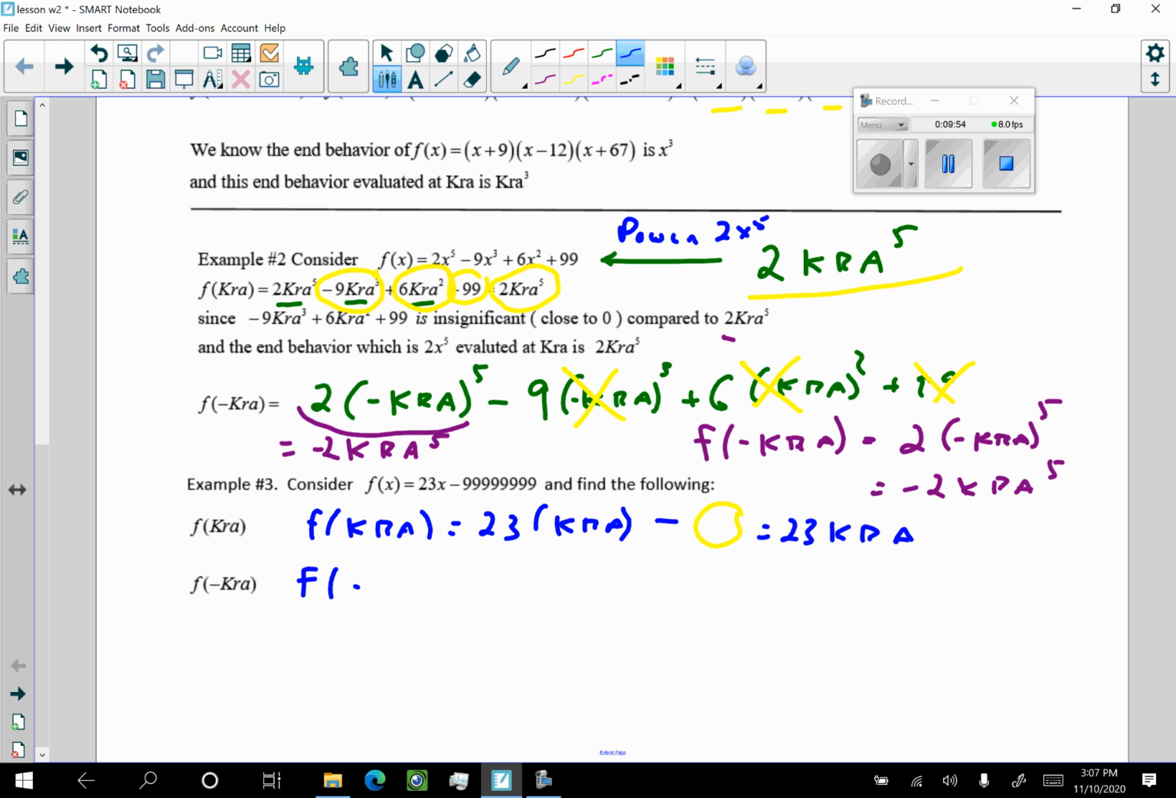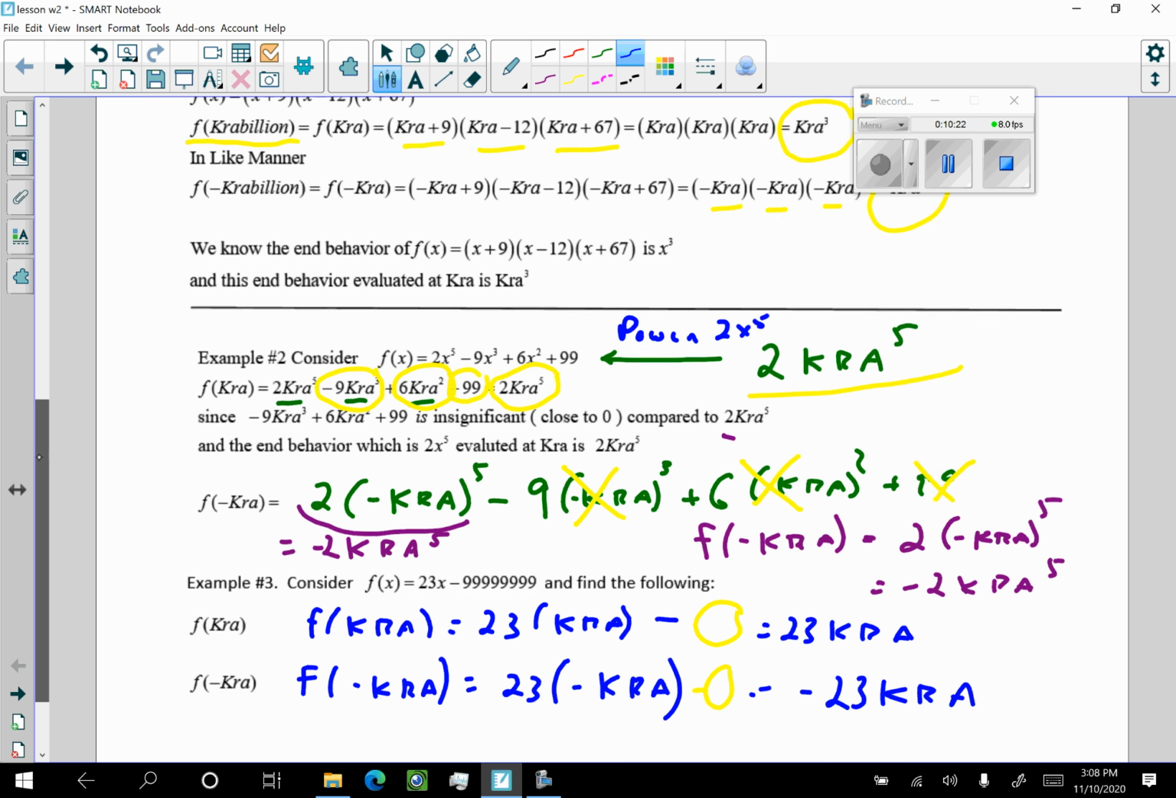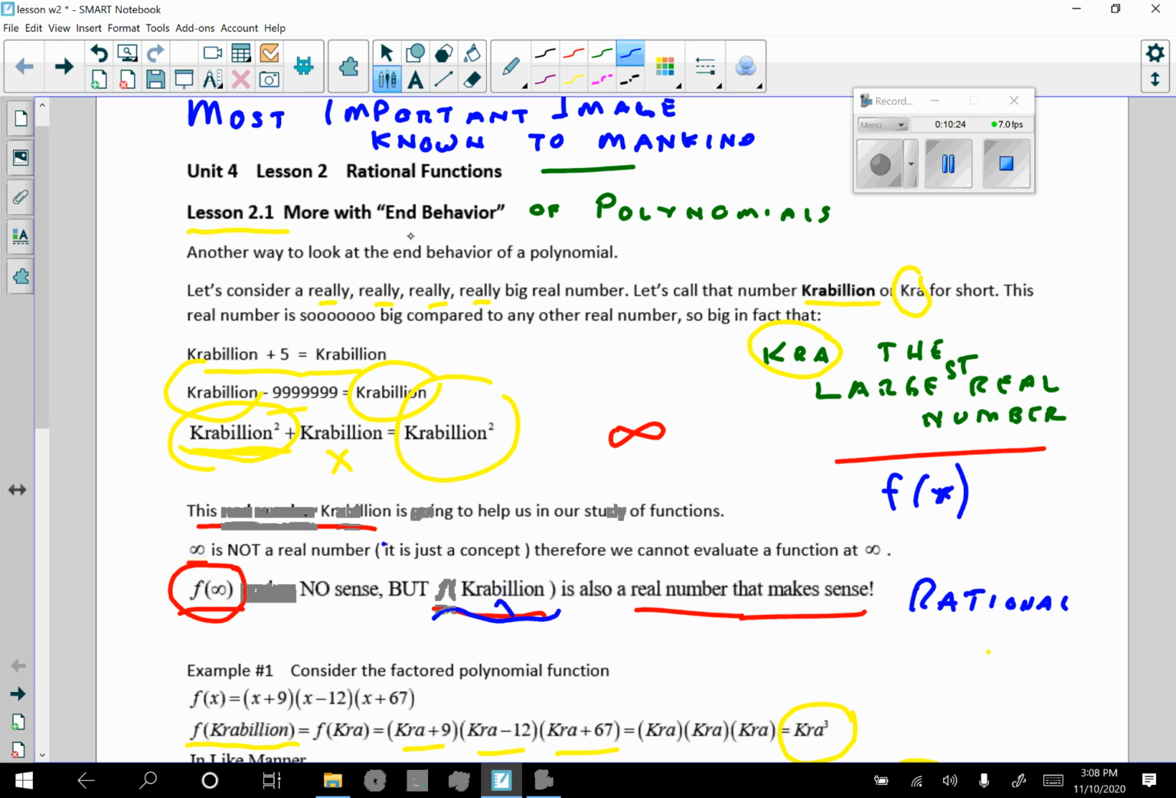What is f of negative kerbillion? That's going to be 23 times negative kerbillion, minus this thing that doesn't matter. What does that equal? Negative 23 kerbillion. Okay, so just a different way to look at the end behavior of a polynomial.